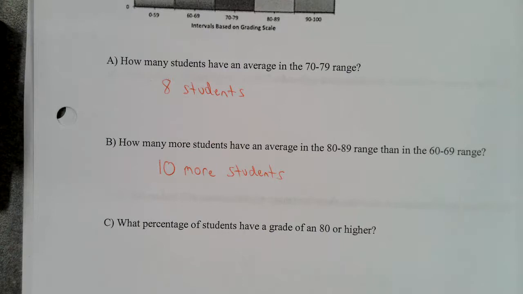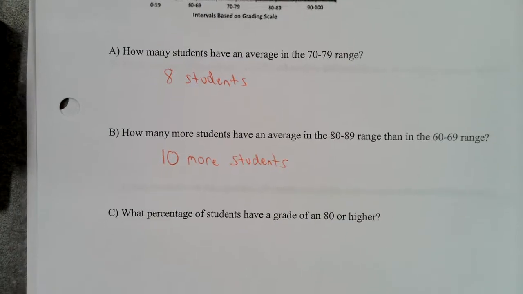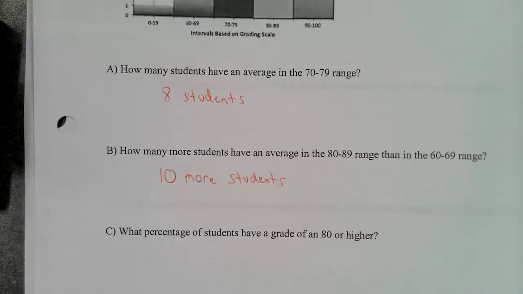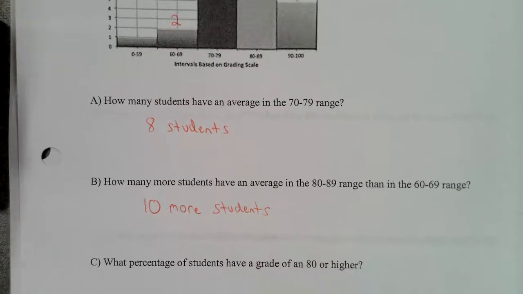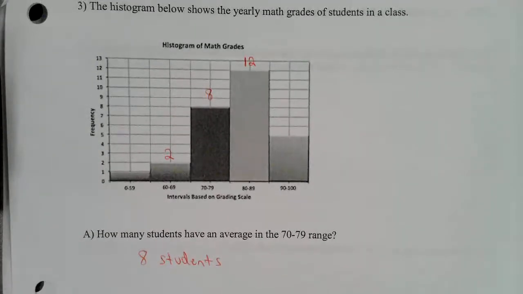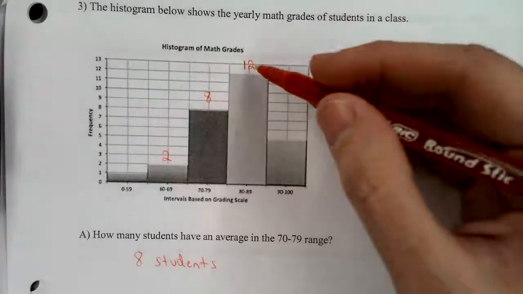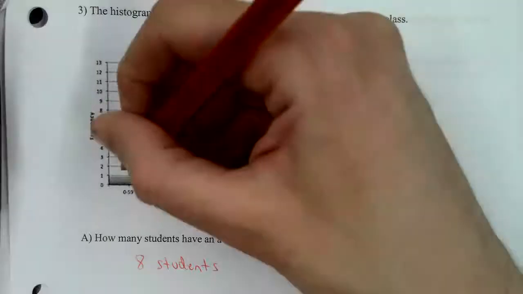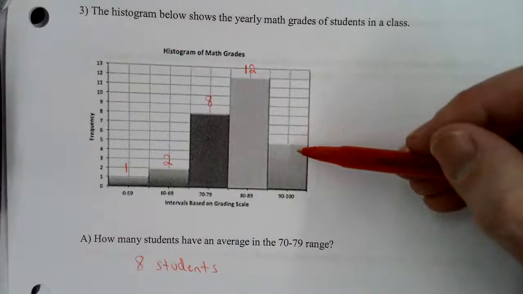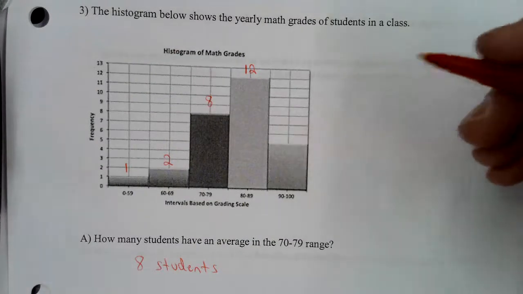Part C, what percentage of students have a grade of 80 or higher? So what you're going to have to do is take the number of students 80 or higher, and divide by all of the students. Okay, so that means we need each interval. We have 2 here, 8 here, 12 here. This interval, 0 to 59, has 1 student. And this interval, 90 to 100, has 5 students.